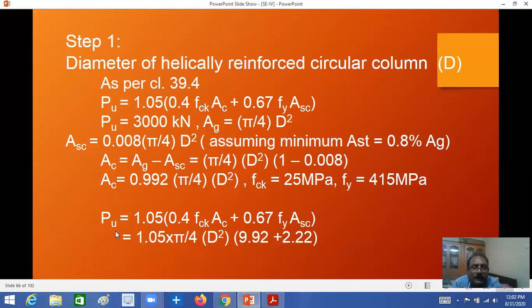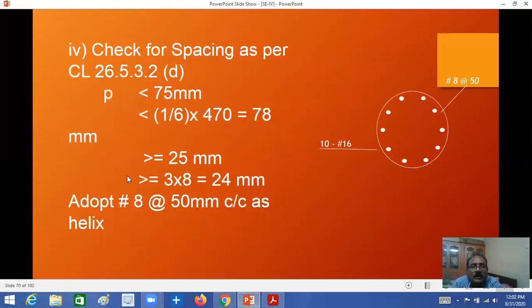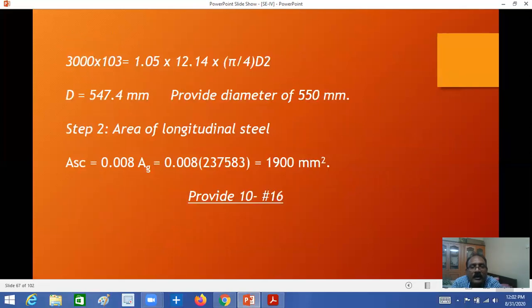Now Pu equals 1.05 times (0.4 fck Ac plus 0.67 fy Asc). Here, if you substitute all values, you will get the D value. This is from this step. Now in step 1 we calculated Pu, and equating, you will get D equal to 547, and provide 550 mm.